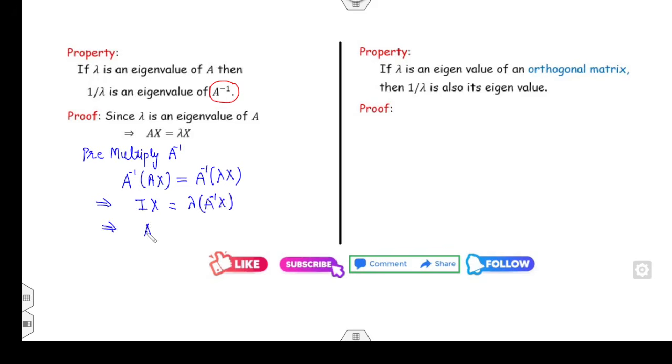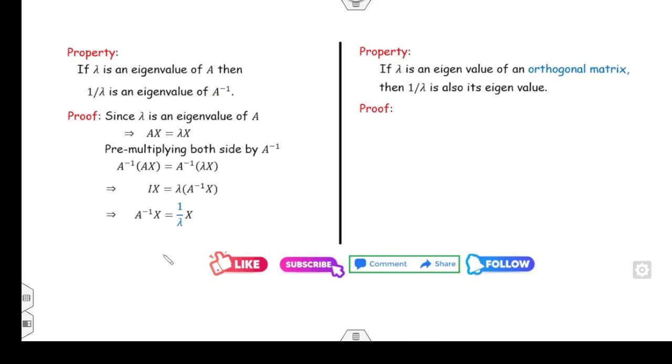So I can say what the value of A inverse x is, because lambda is a real number, or you can say lambda is a scalar value. So I can divide: it is 1 over lambda times x. Now from this equation 1, what does it imply? That lambda is an eigenvalue of A. Now you can see 1 over lambda is an eigenvalue of A inverse, because it again looks like Ax is equal to lambda x. Hence 1 over lambda is an eigenvalue of A inverse.